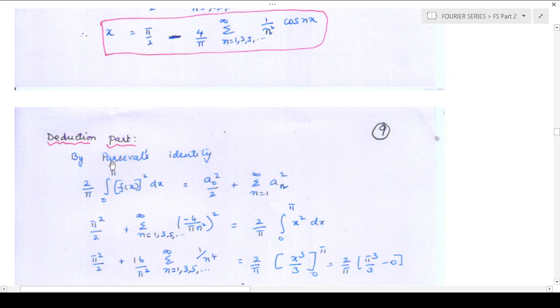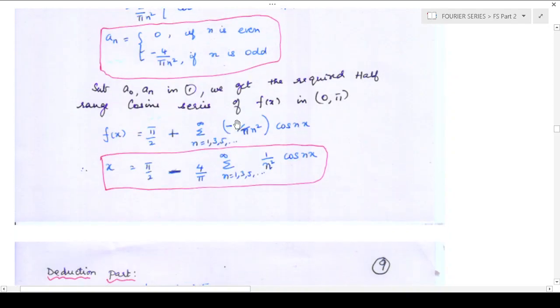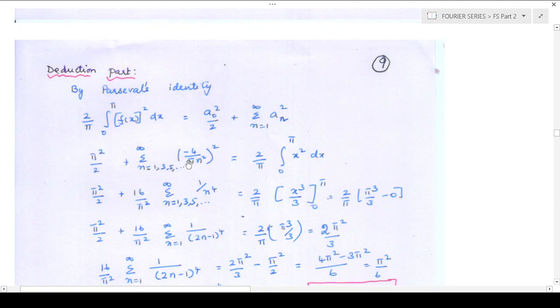It is n power 4, so go for Parseval's identity. Write Parseval's identity: 2 by pi integral 0 to pi f of x the whole square dx equal to a naught square by 2 plus summation n equal to 1 to infinity a n square, children. Now while you are applying, a n is defined only for odd n. So you are writing here n equal to 1, 3, 5, and so on till infinity, that is, n is odd. So you are squaring it, right?